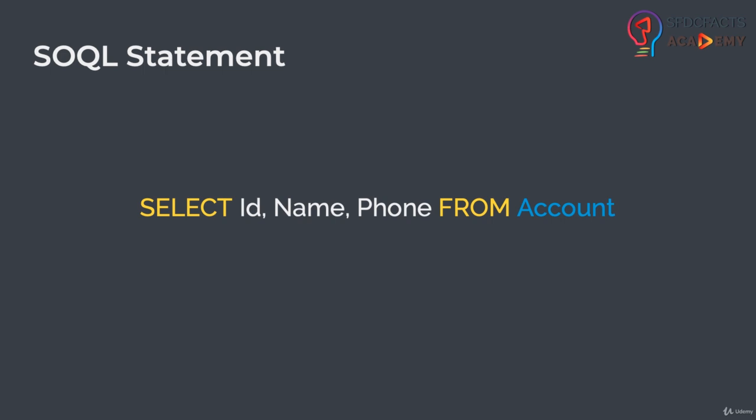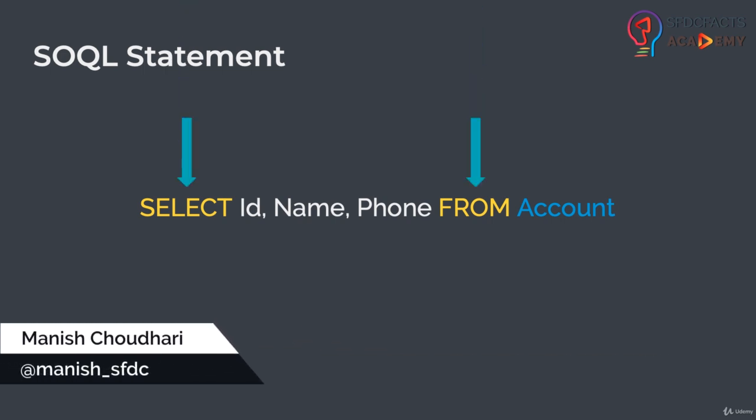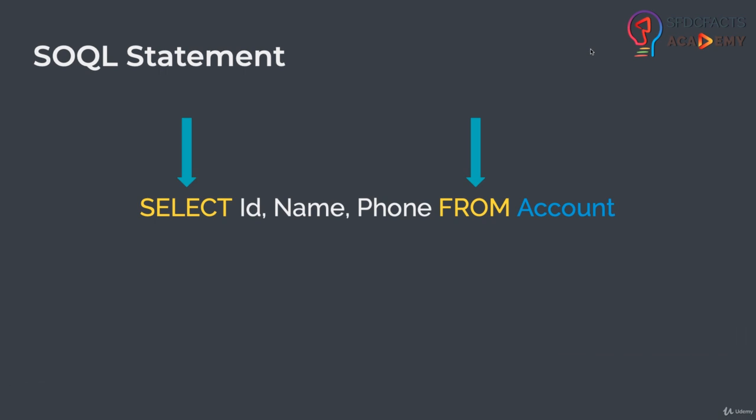So first of all, we need to focus on these yellow keywords. The first one is select and the second one is from. Every SOQL query must have these two keywords, where select is the first keyword of each and every SOQL query, and from is a keyword that you use to define from which object you want to retrieve your records. So you will definitely see these two keywords in each and every SOQL query.